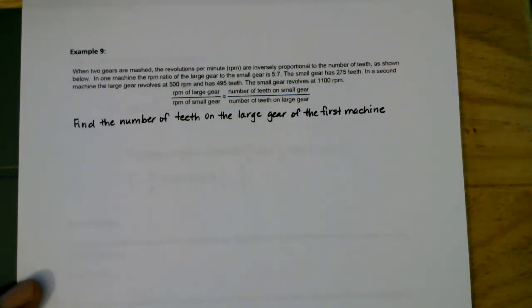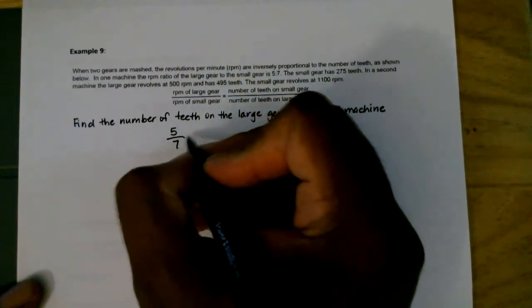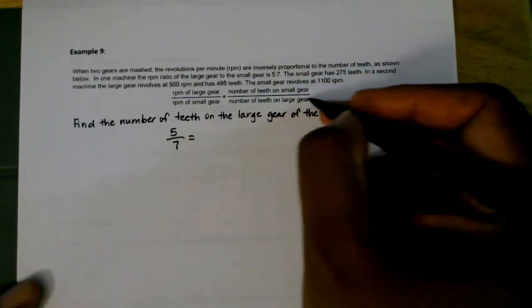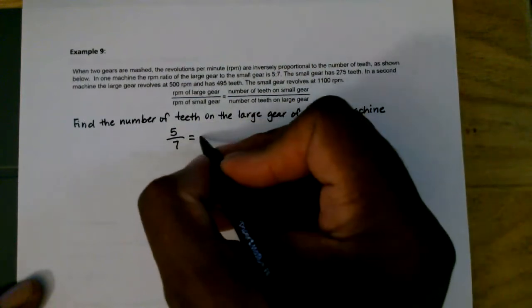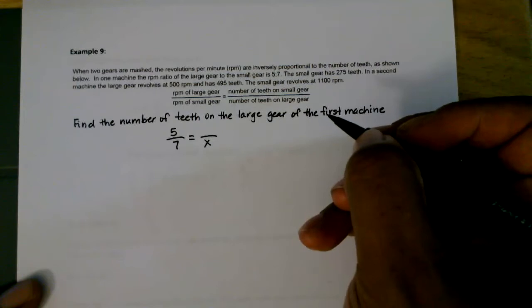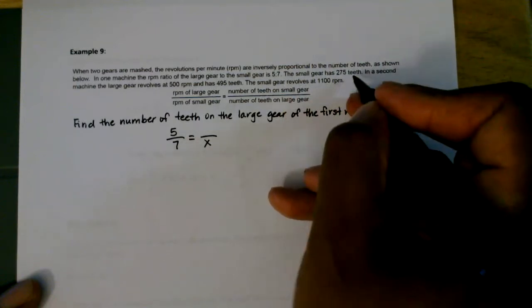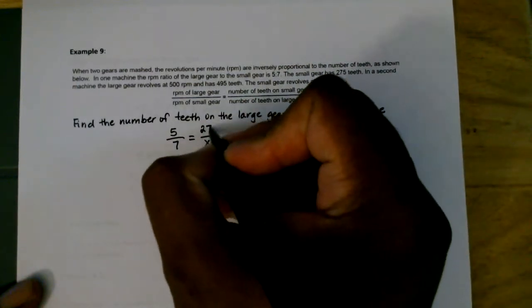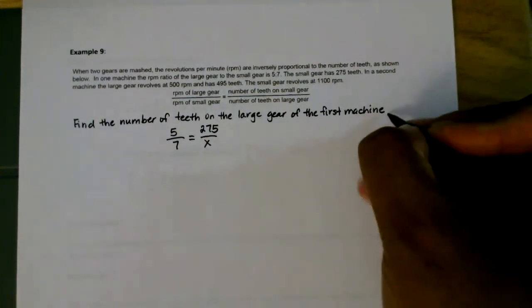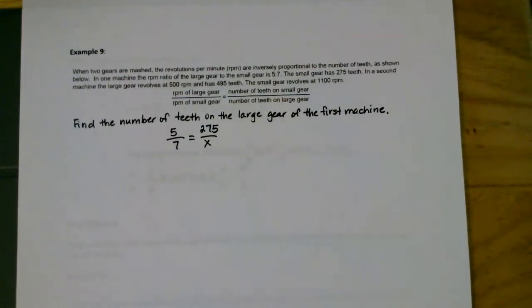Now we're given the RPM ratio of the large gear to the small gear as 5 to 7. Large gear to small gear, that's going to be 5 to 7. So I'm going to write that as 5 over 7, and that's equal to... here we're finding the number of teeth on the large gear of the first machine. That's what we're looking for, so that's going to be X. And we're told that the small gear has 275 teeth, so 275 will have to go up here. And that is our proportion.